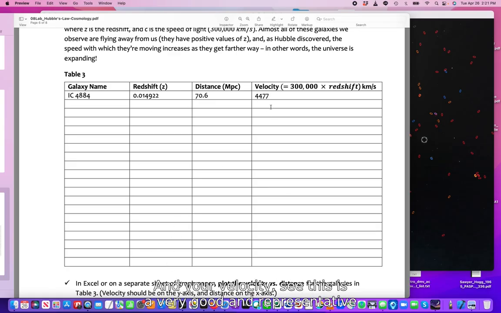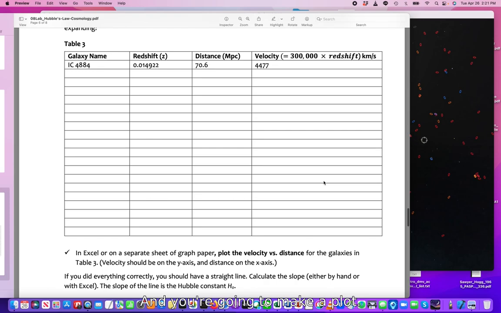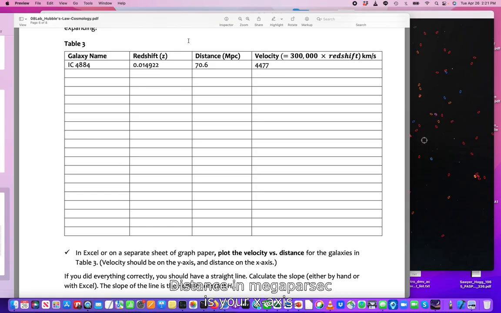And your velocity, see, this is a very good and representative velocity. You may get some that's around 1,000. You may get some even as low as 500, or you may even get some as high as 5,000, 6,000. But it won't be too low or too high. This will also be spread out. So you're going to get a distance in megaparsec and velocity in kilometers per second, and you're going to make a plot, velocity versus distance. Velocity is your y-axis. Distance in megaparsec is your x-axis.